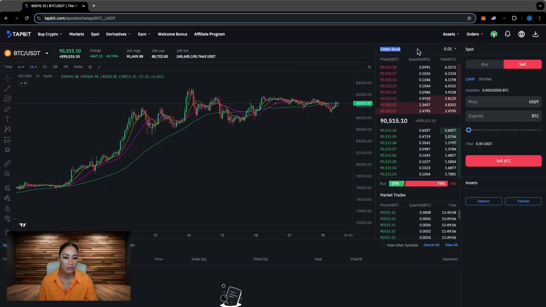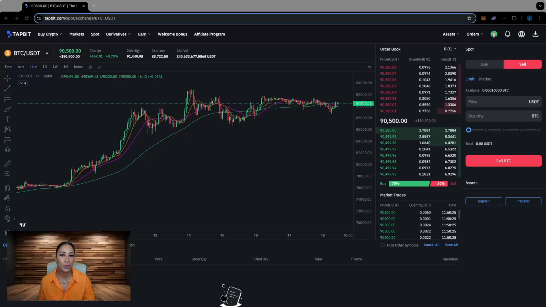To the right, we have the order book. This is showing you the sellers above price and buyers below price. When you look at the order book, think of it like this. It's a live negotiation between buyers and sellers. On the buy side, you've got traders putting in limit orders and they're saying, I want to buy Bitcoin, but only at a specific price.